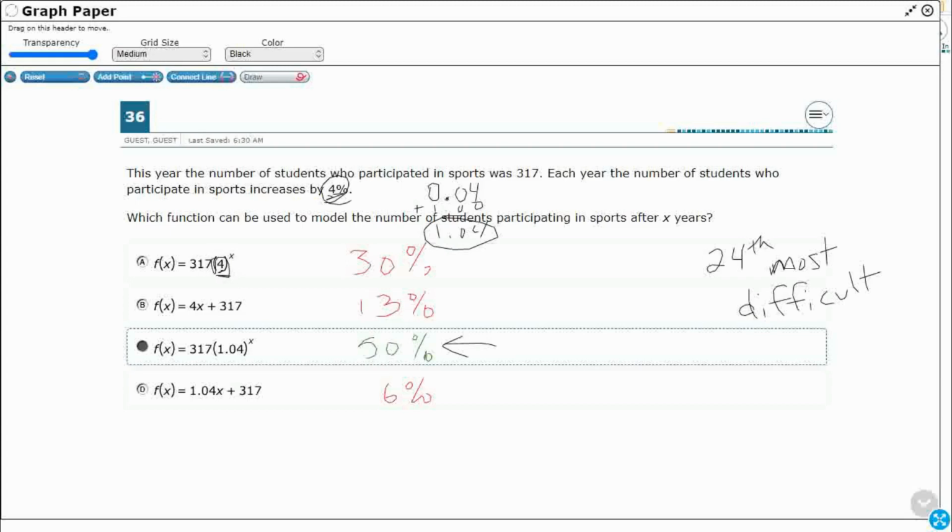So that's the issue there, is how do we multiply by a growth factor or decay factor, and what does that look like? That's where the work needs to be done on this particular type of problem.